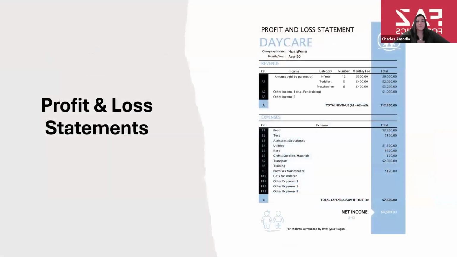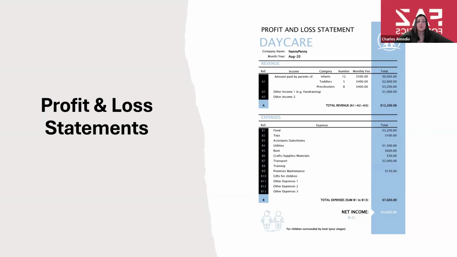So now I'm just going to show you some examples of the documents that we take a look at when calculating these claims. Right here, I have a profit and loss statement from a daycare. You can see where the claimant or the insured reports their revenue, followed up by their expenses to arrive at their net income. We want to take a look at this to see a couple things.